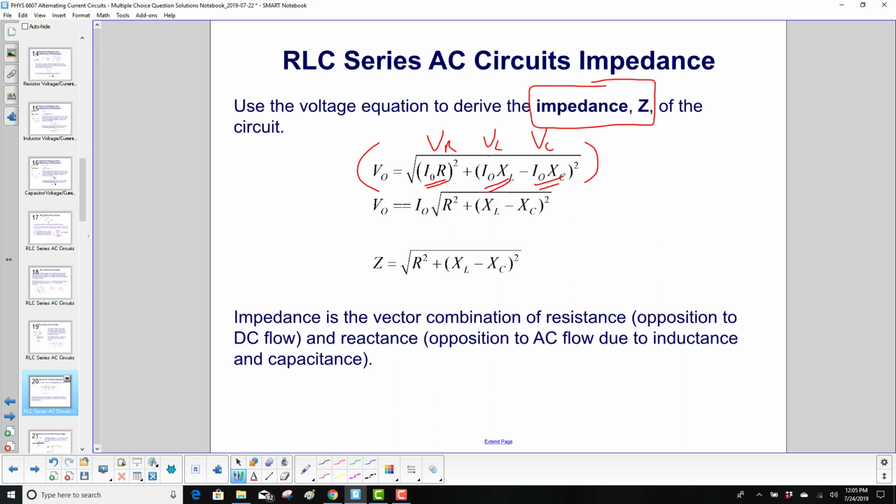And you square both of them here together. You subtract it, then square it. Factor out the I0, and I have this term here, where V0 equals I0 times something. Well, that something is going to be impedance. We will call that impedance. That is the vector combination of resistance, which is the opposition to DC flow, and the reactance, which is the opposition to AC flow due to the inductance and capacitance.